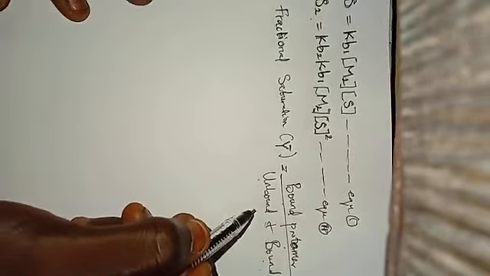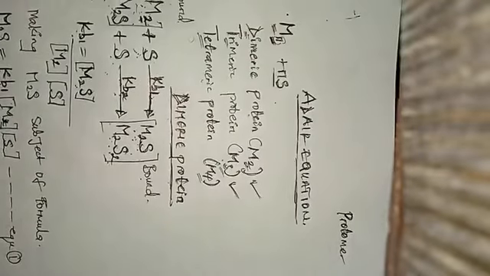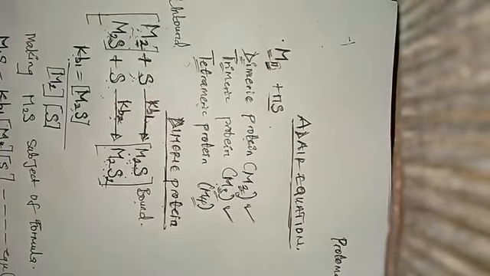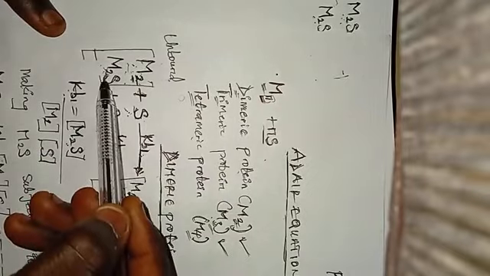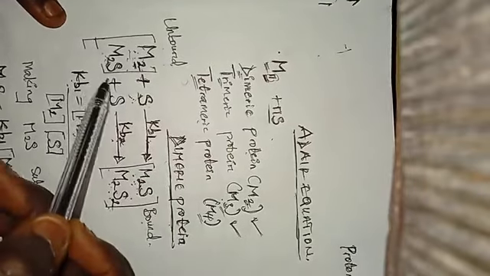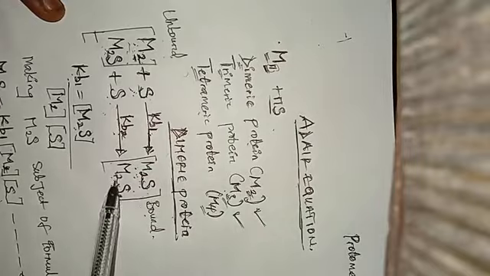I believe by now you should know what your bound protomers and unbound protomers are. From the last class, if you remember, I said something about our bound protomer. This was our unbound protomer, M2 and M2S, while this was our bound protomer, M2S and M2S2.